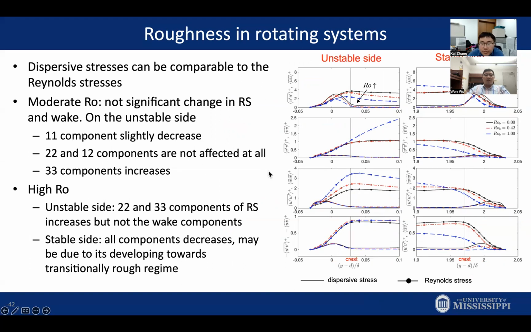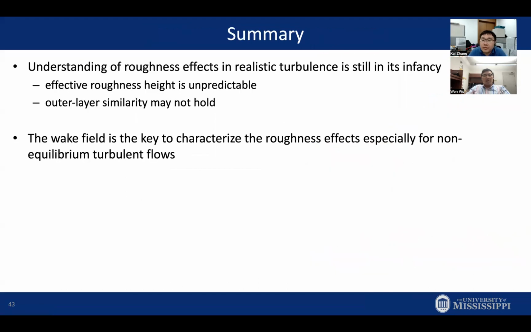But the basic idea is the wake, that is the local circulation behind each of the roughness elements, is the cause of this change. So in summary, I've shown you 3 examples, and we are saying that the effective roughness height is unpredictable in realistic turbulence, unpredictable based on current understanding. And if you use the equilibrium relation, then there's going to be uncertainty.